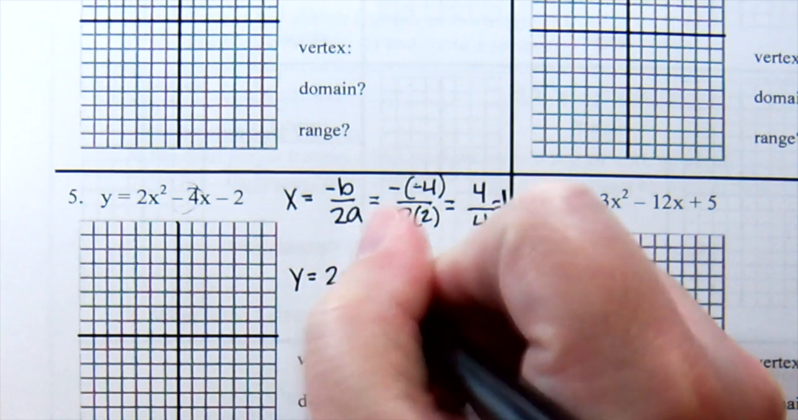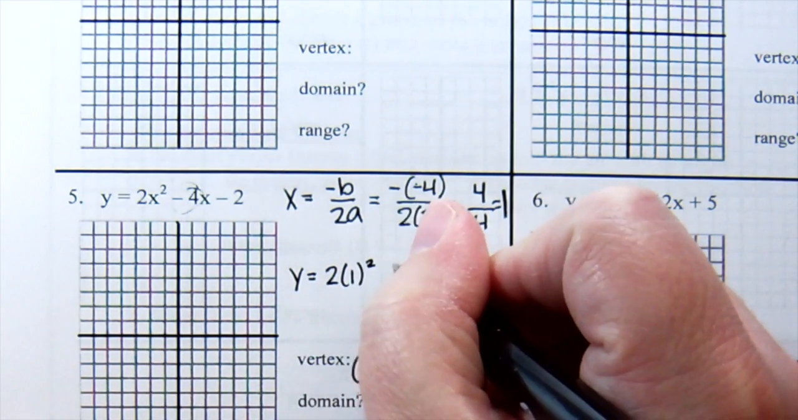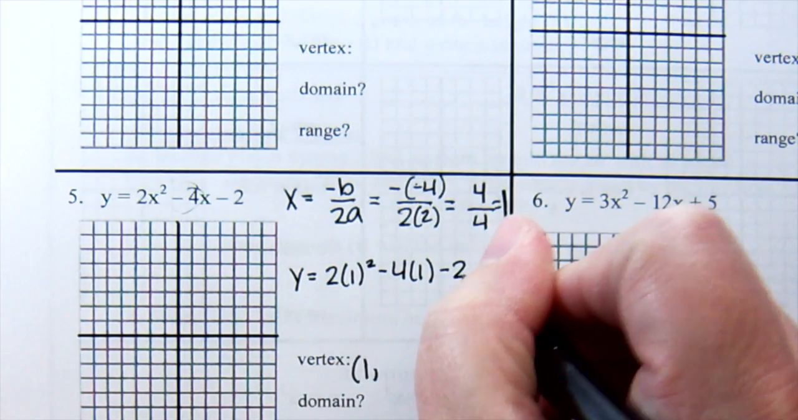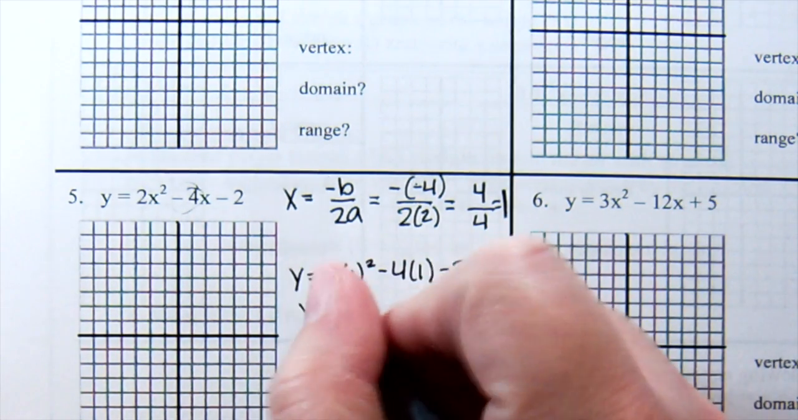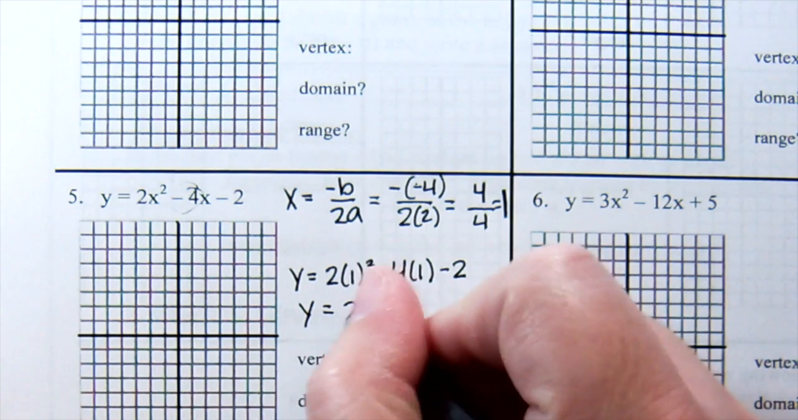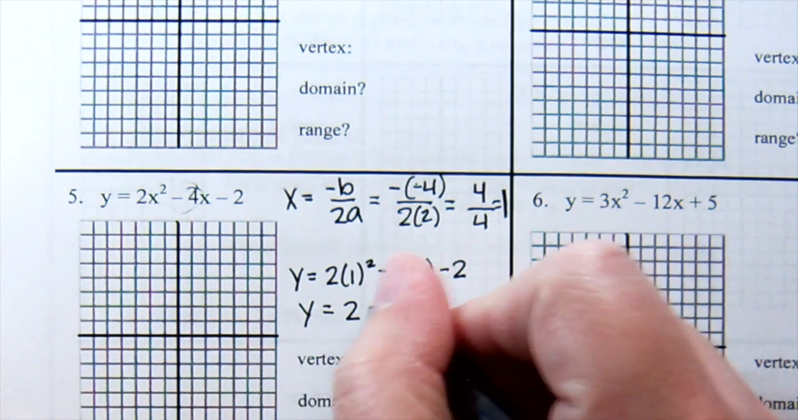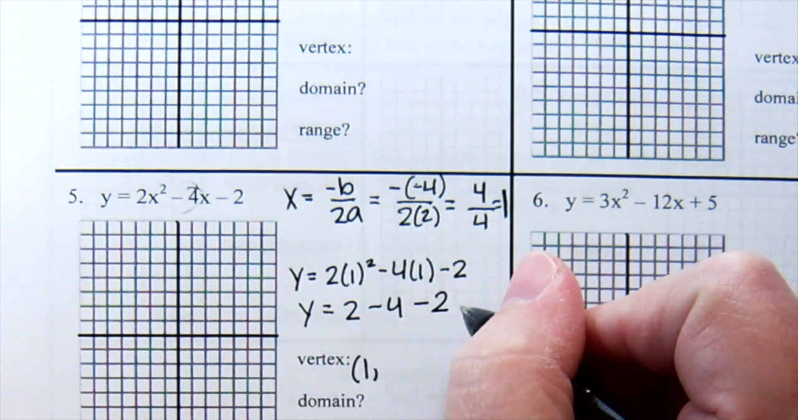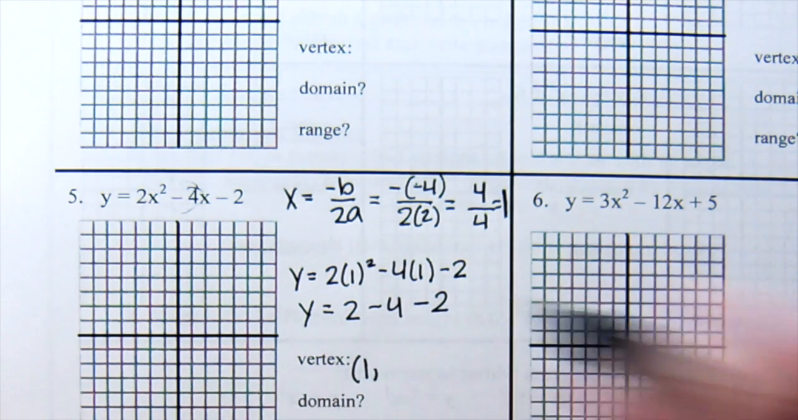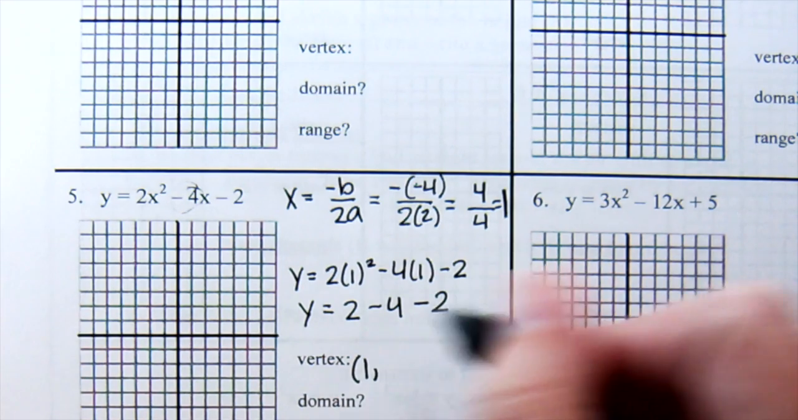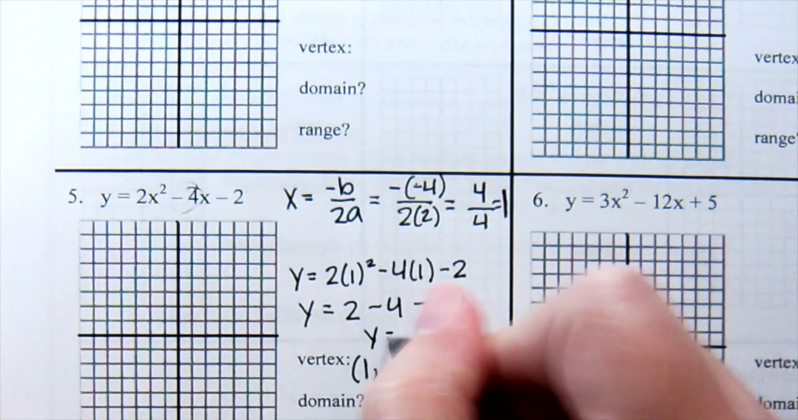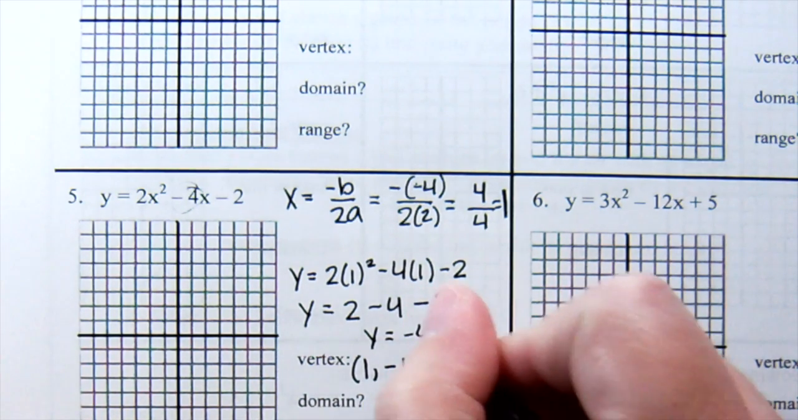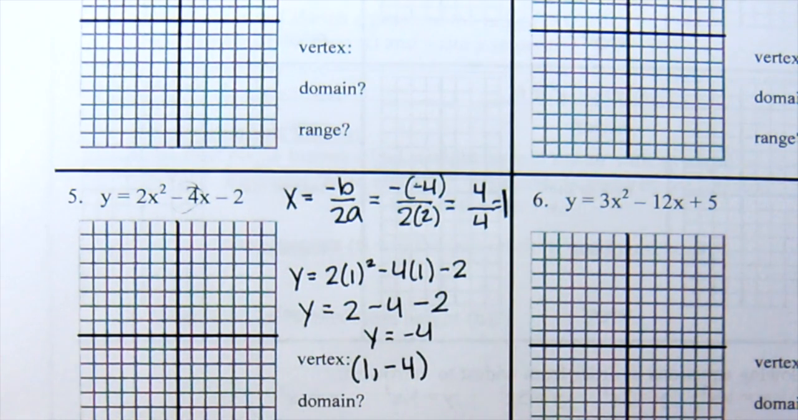So 2 times 1 squared minus 4 times 1 minus 2. 2 times 1 squared is 2, minus 4 minus 2. 2 minus 4 is negative 2. Negative 2 minus 2 is negative 4. So your vertex point is 1, negative 4. So let's go ahead and graph that.